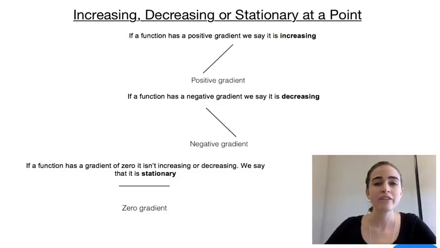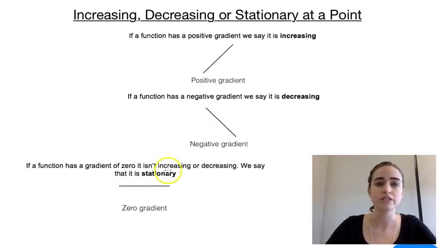In this video, I want to have a look at whether a function is increasing, decreasing, or stationary at a point. So first off, I just want to define those three terms. If we have a function that has a positive gradient, we say that it is increasing. A function that has a negative gradient, we say it's decreasing. So that's our negative gradient there, or a decreasing function. And if a function has a gradient of 0, then it's not increasing or decreasing, so we call it stationary.